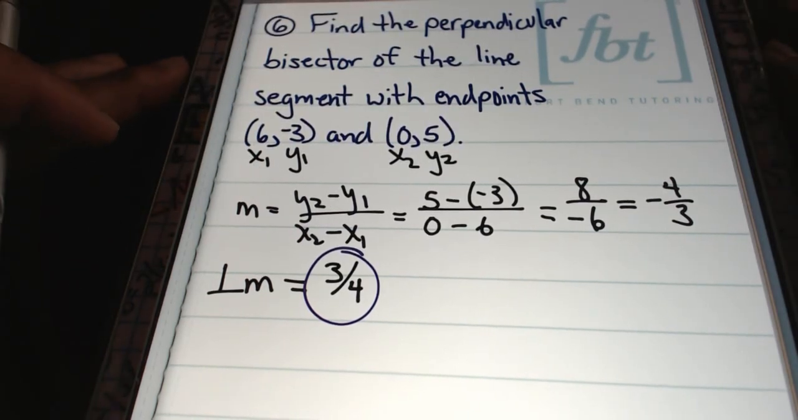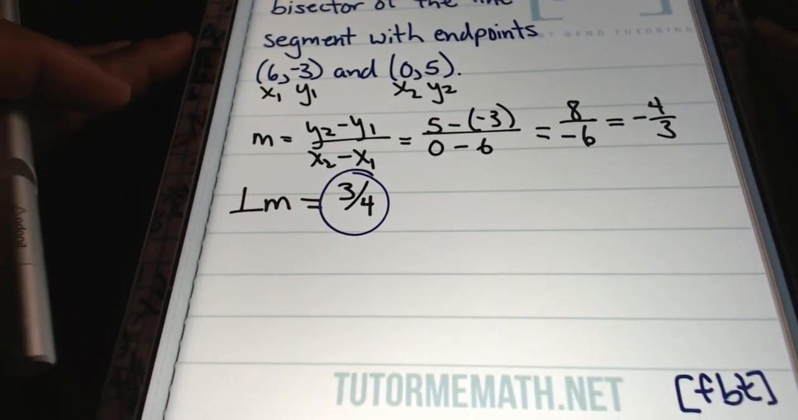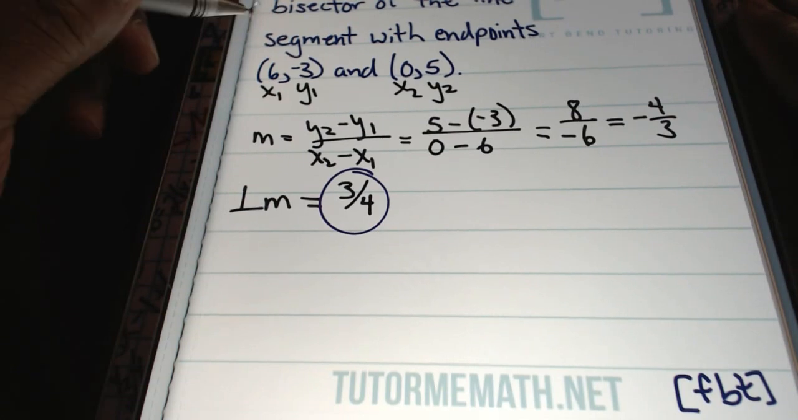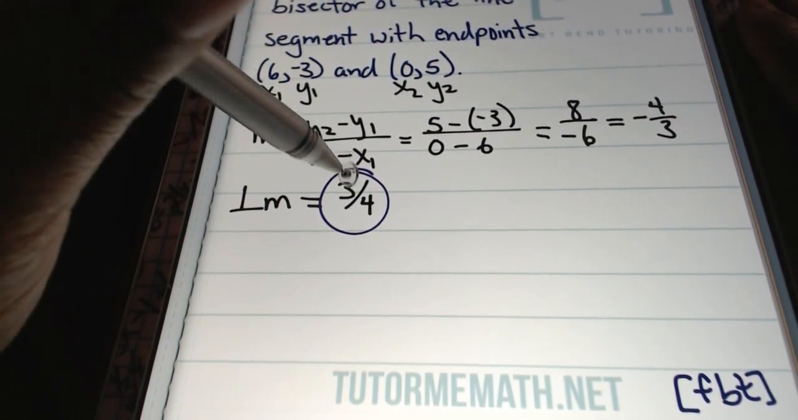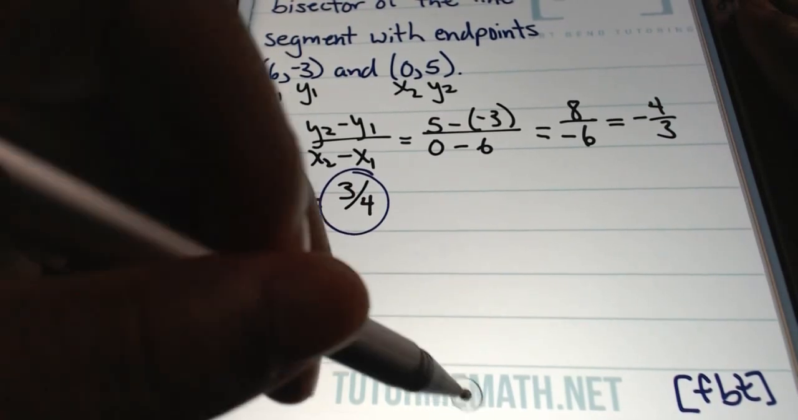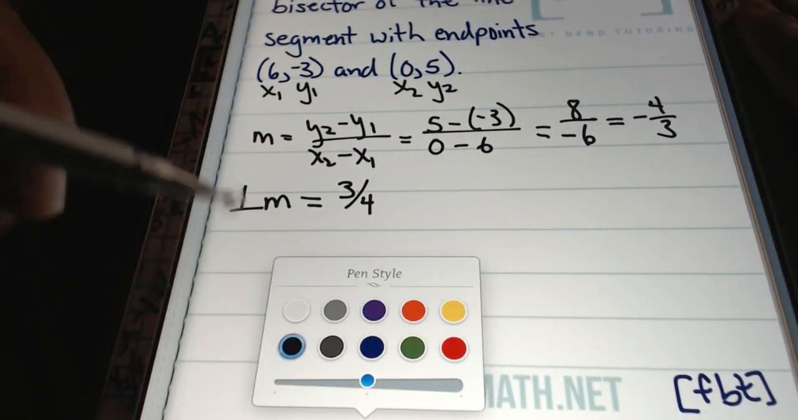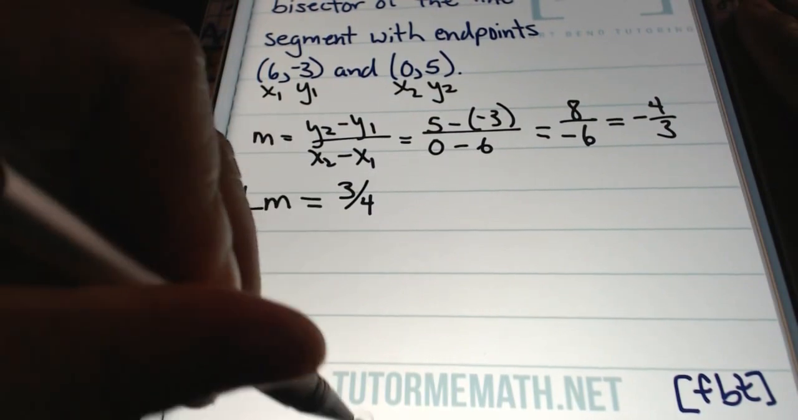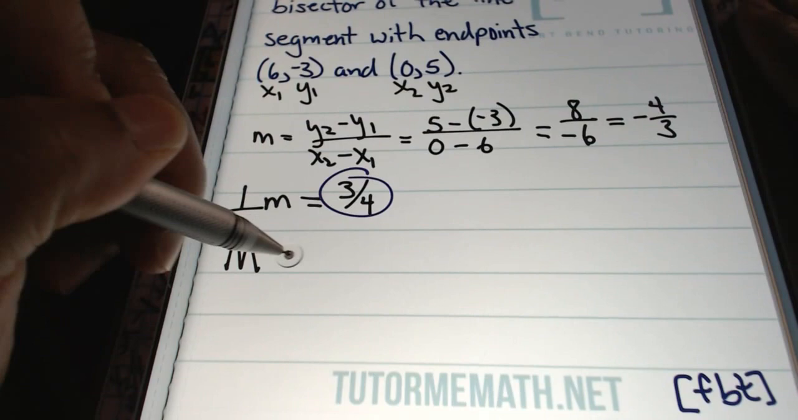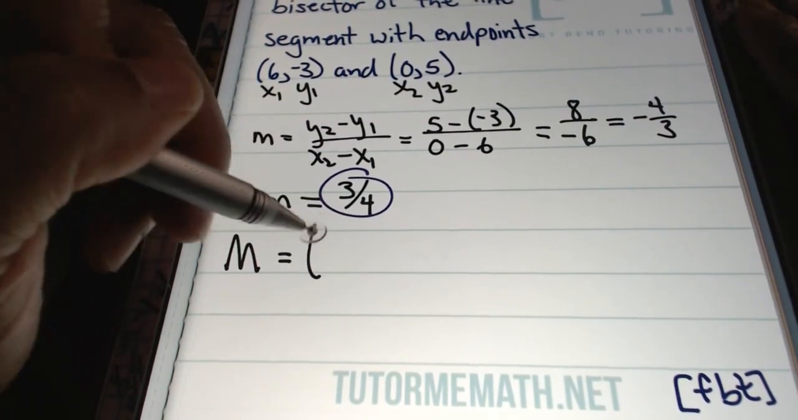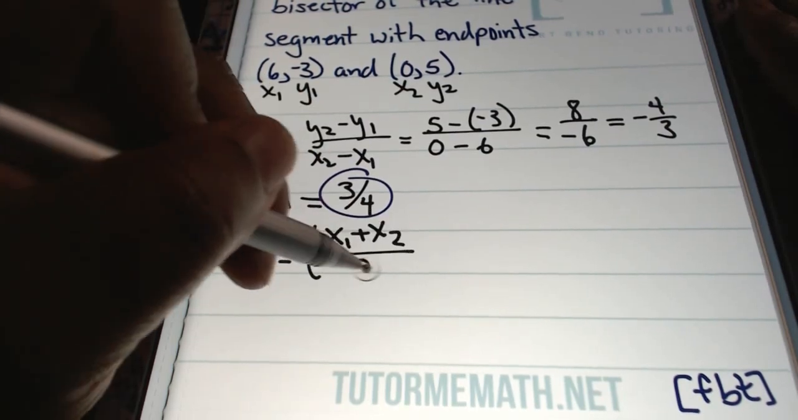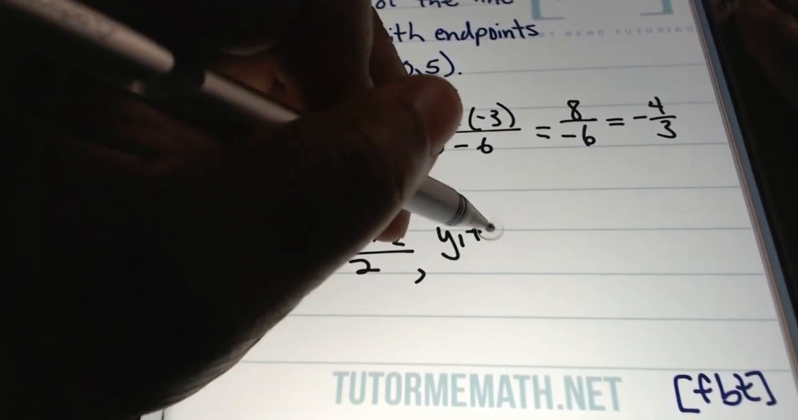So 3/4 is exactly right, Lewis. So now, guys, we need to find the midpoint between these 2 points and have our slope be equivalent to 3/4. So using that midpoint formula, which is x1 plus x2 divided by 2, y1 plus y2 divided by 2.